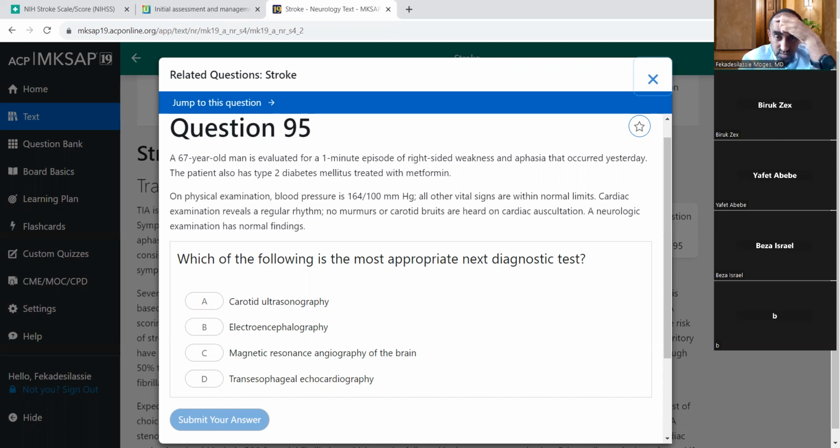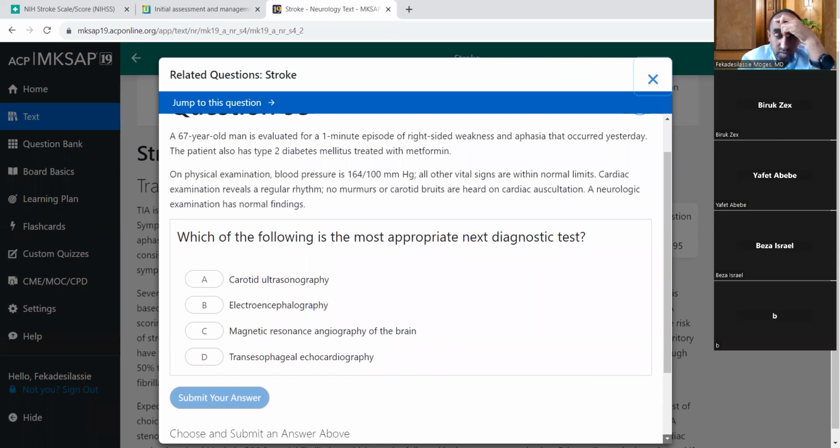Which of the following is the most appropriate next diagnostic test?